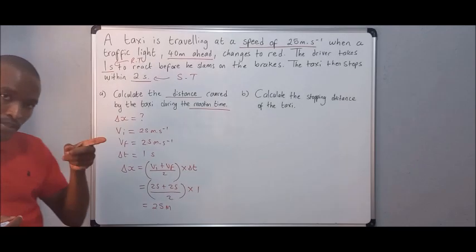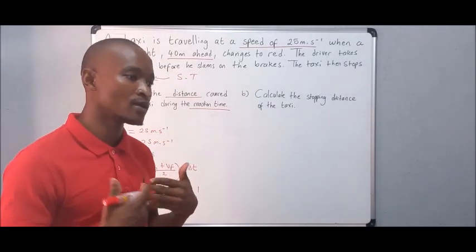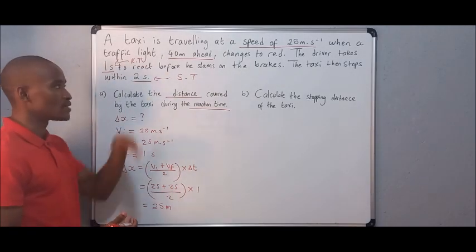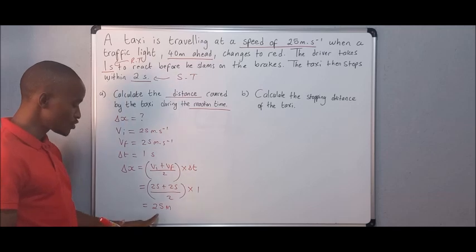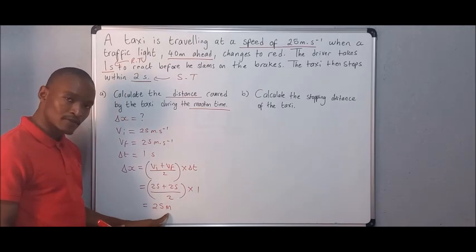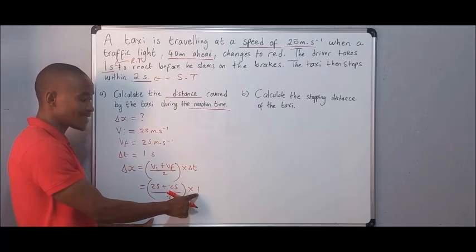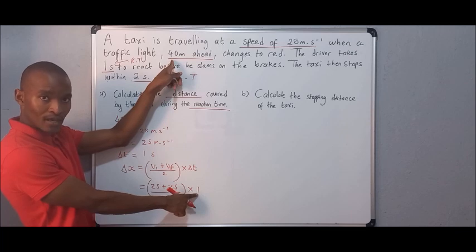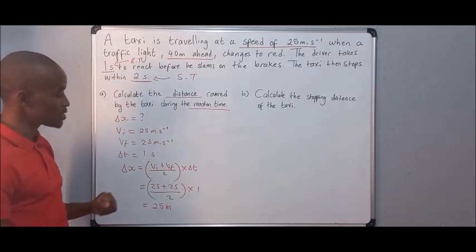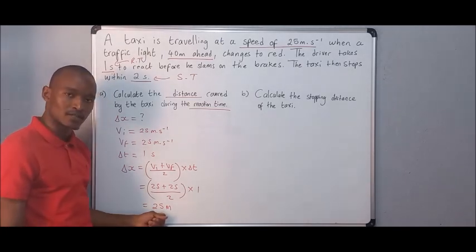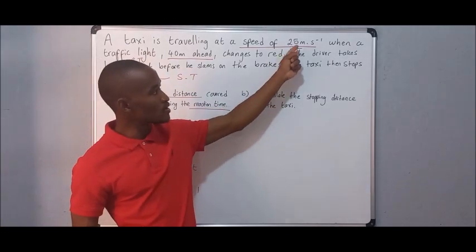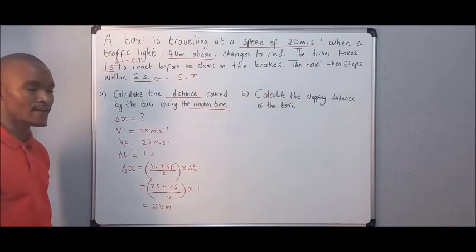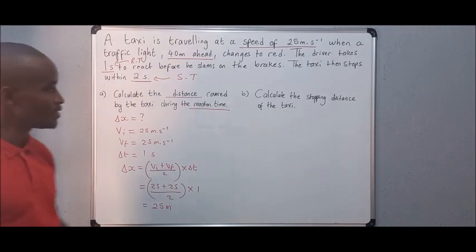So how do we interpret the answer? Remember, inquiry means you must understand the meaning of your answer and find out how it relates to the original scenario. So the taxi covers 25 meters in 1 second, and we bear in mind that the traffic light is 40 meters away. The reaction time is 1 second, and in that 1 second it covers 25 meters, which makes sense to the given quantity here of the speed, 25 meters per second. Good stuff. We're done here.